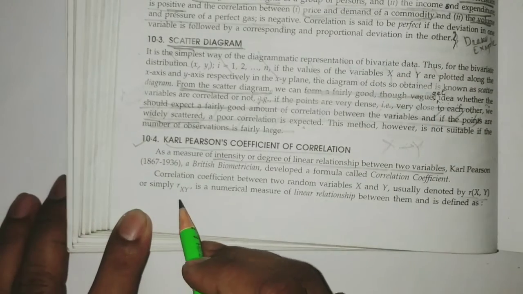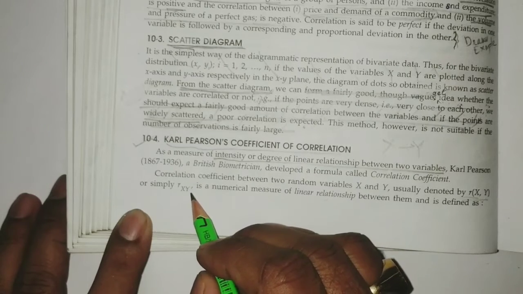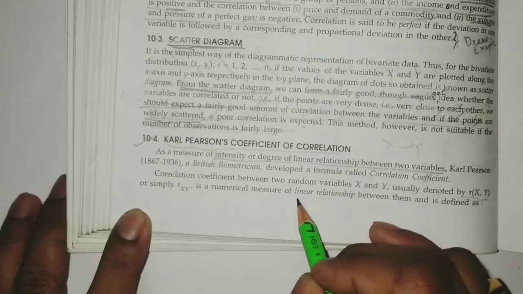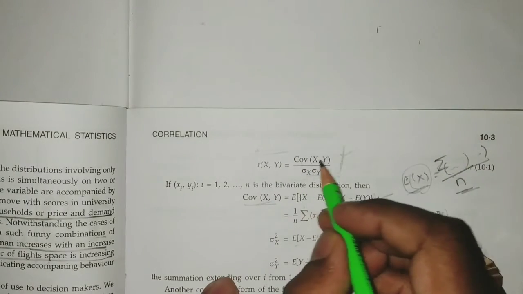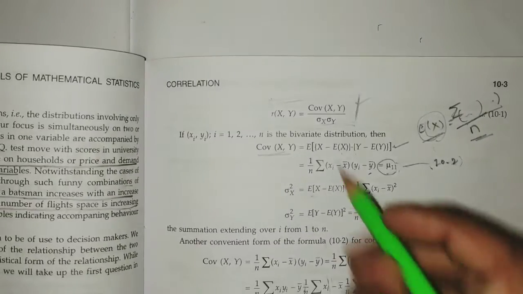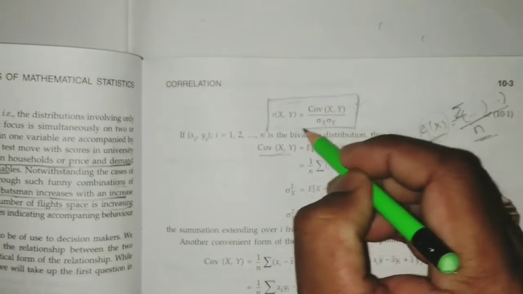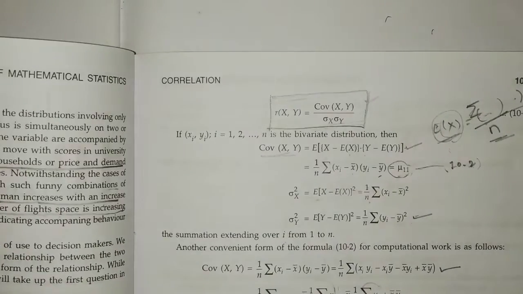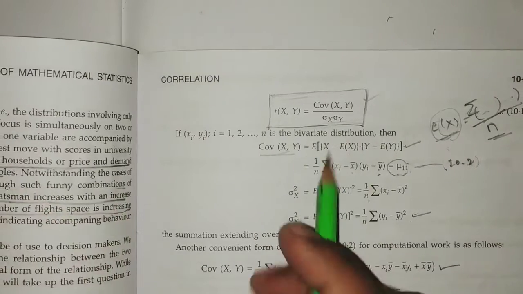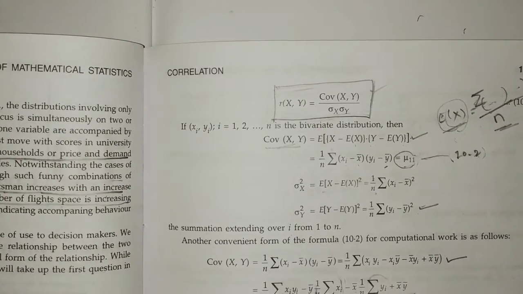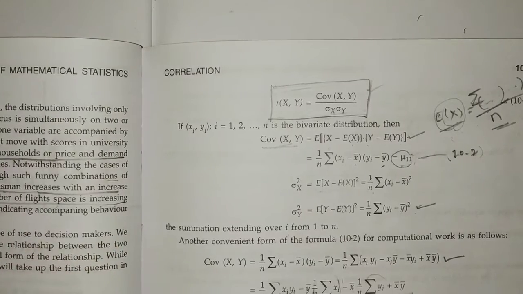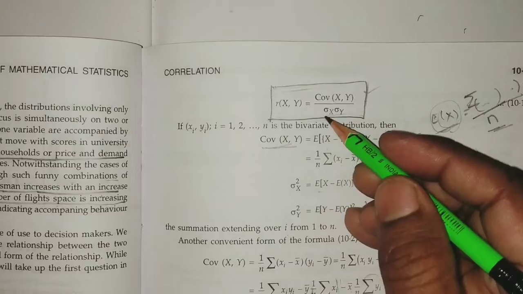Or simply you can write small r subscript XY is a numerical measure of linear relationship between them, and it is defined as this: rxy equals covariance of XY divided by standard deviation of X into standard deviation of Y. So if r is positive, then we can say that both X and Y are positively correlated. That means if one increases, the other increases, and if negative, then we can say negatively correlated.